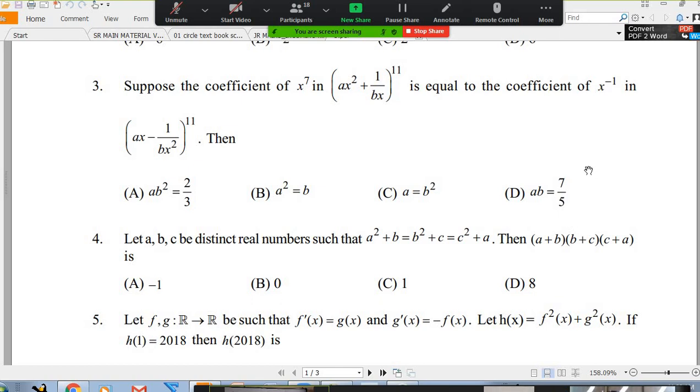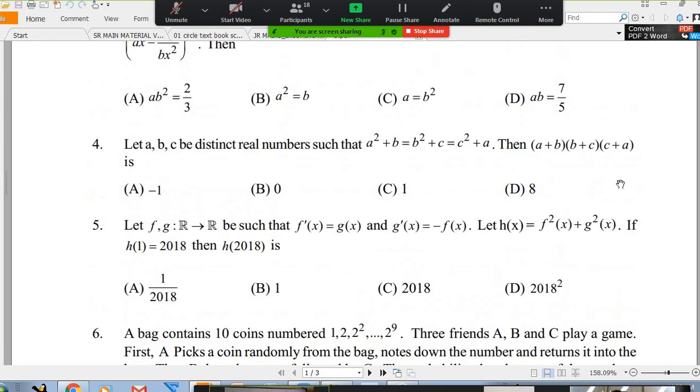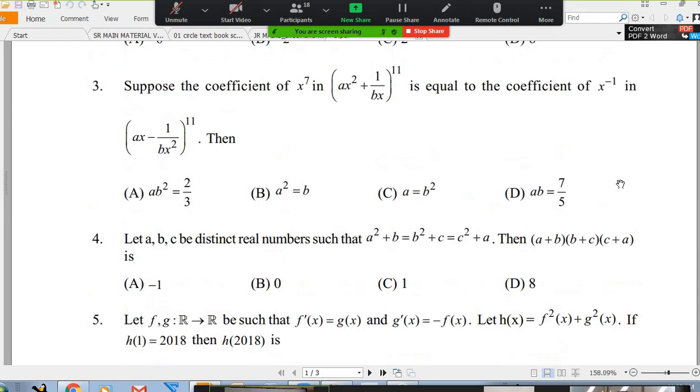Is it okay? Third question, everybody? Please respond. One of you unmute and speak. Okay. Okay, those who completed can try 4, 5 in the meantime.